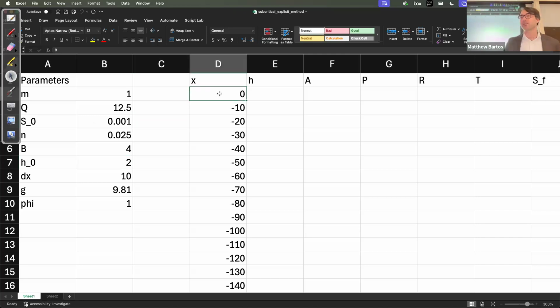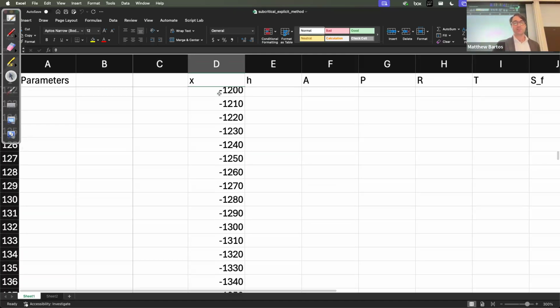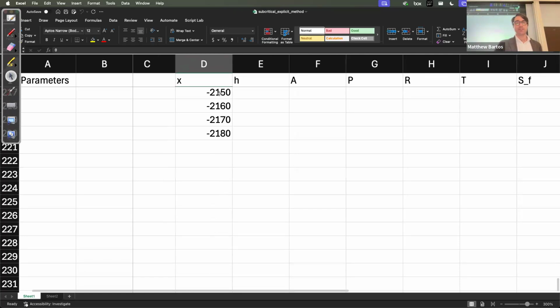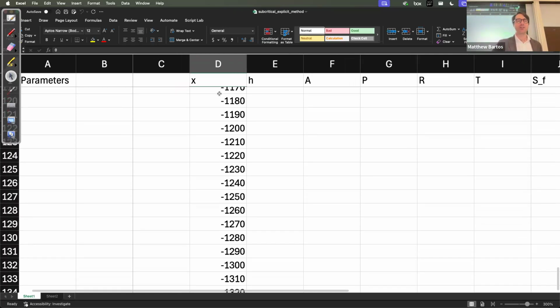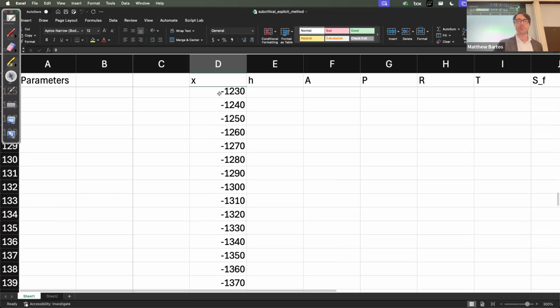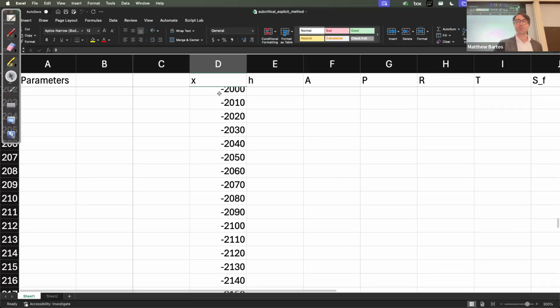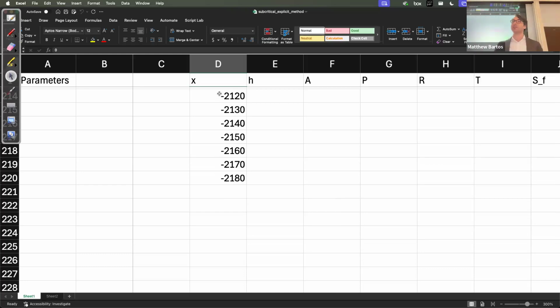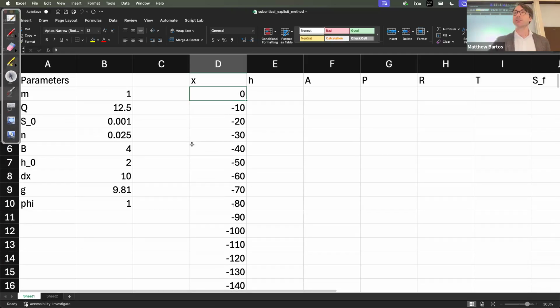Also note that the way I've set up the spatial coordinates, because we're going in the upstream direction, this is specified as negative. So 0 is the most downstream point, -10 is the next point upstream, and it goes all the way to 2,180 meters upstream. The distance is specified as being negative in the upstream direction, and that's consistent with the equations that we derived earlier.